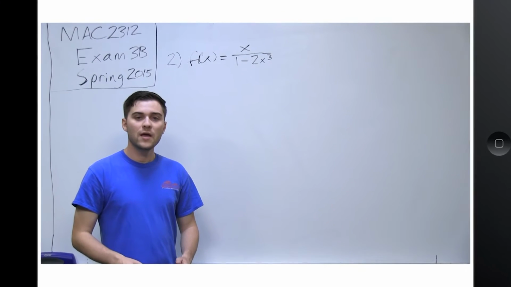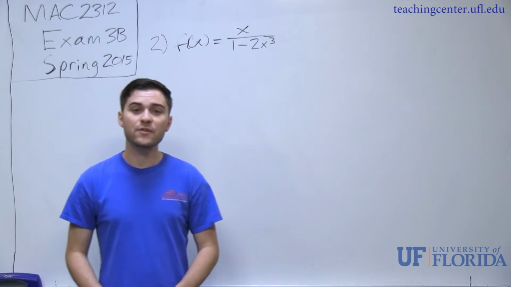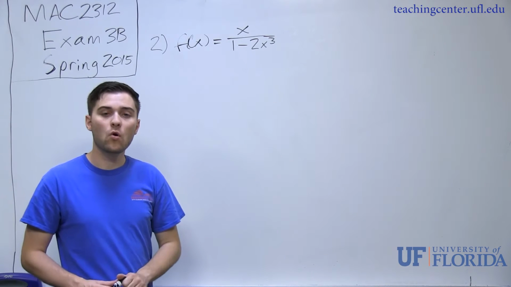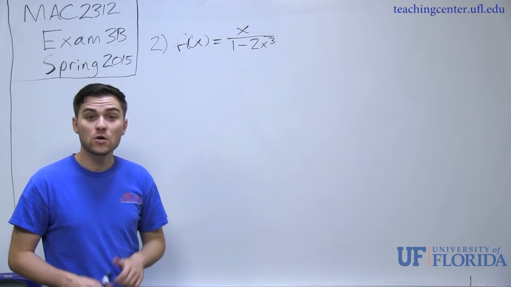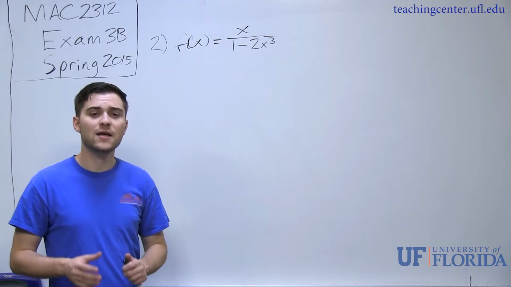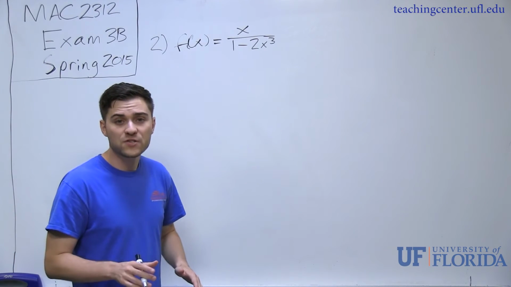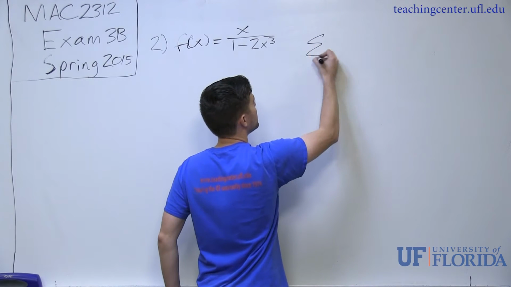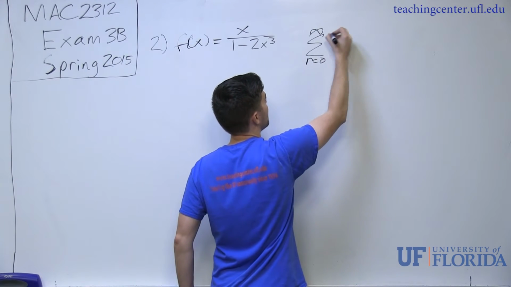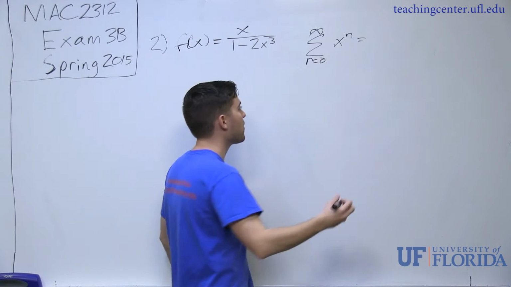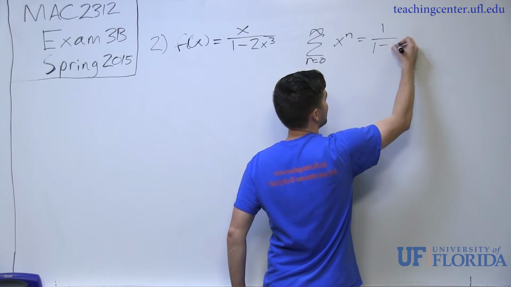So number 2 is asking you to find a power series for f of x centered at 0. And it gives you a function, x over 1 minus 2x cubed. So let's see if we can find a power series associated with that. We know that the form our power series usually takes is the summation of n equals 0 to infinity of x to the n, and that is derived from the function 1 over 1 minus x.